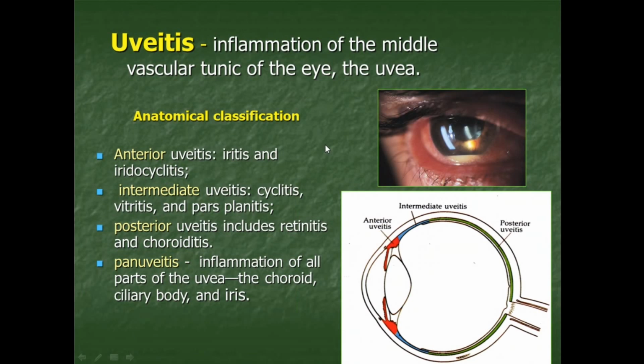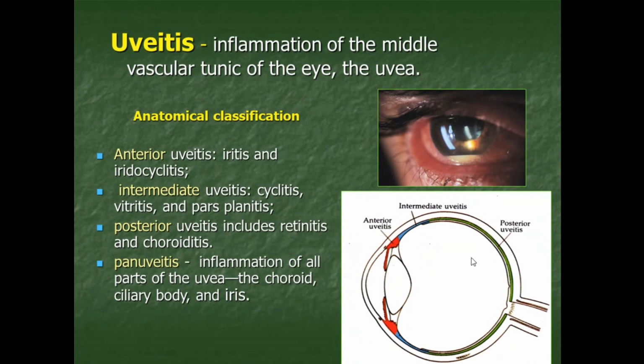Now we should discuss the inflammation of the second layer of the eye, the vascular layer. The inflammation of the vascular layer of the eye we call uveitis. It's a rather frequent and rather severe disease, and it's necessary to know how to diagnose and how to manage such a situation.